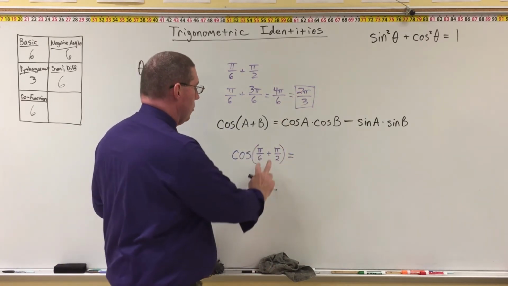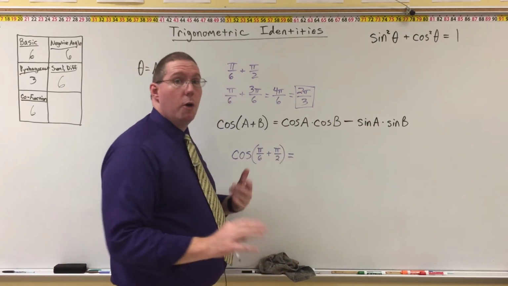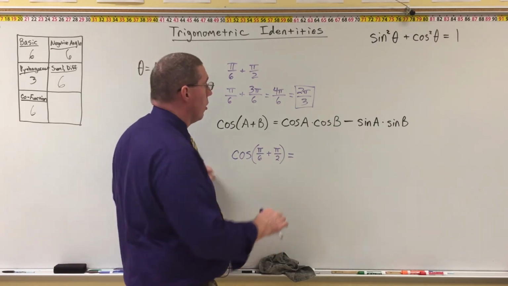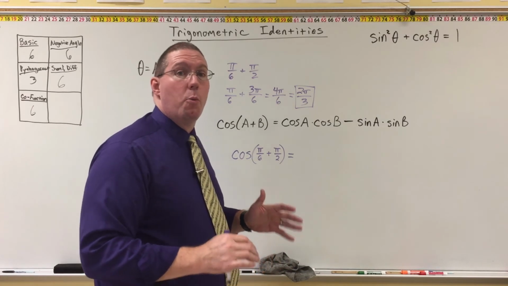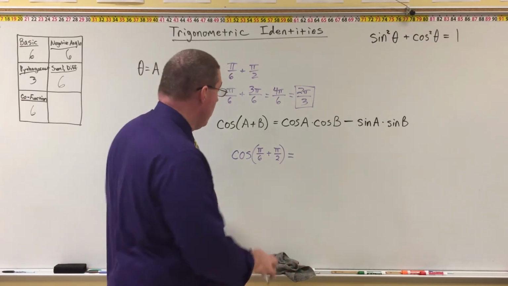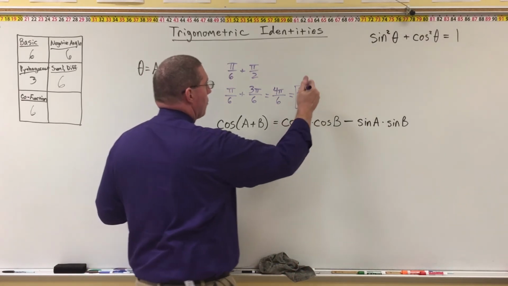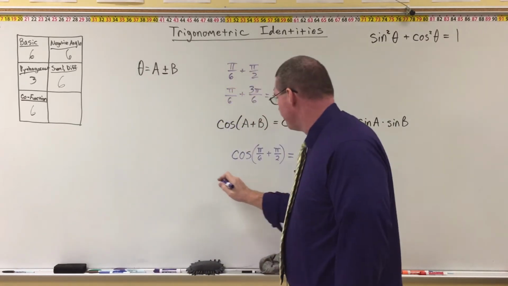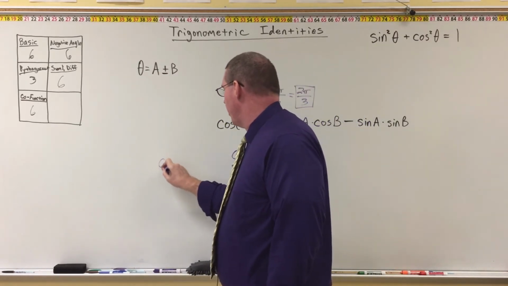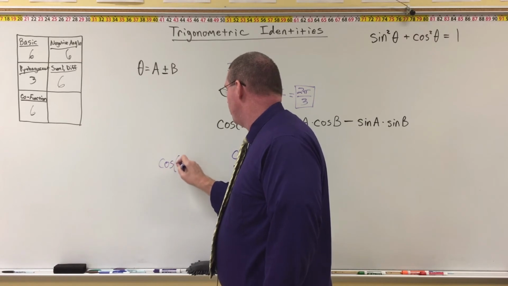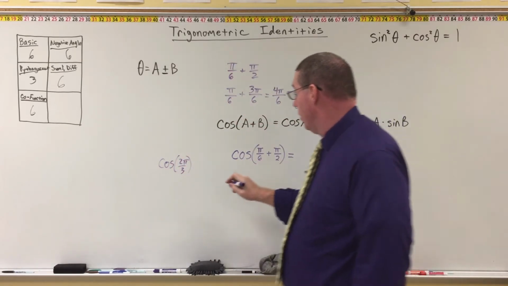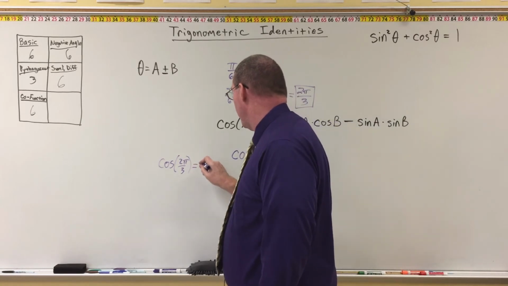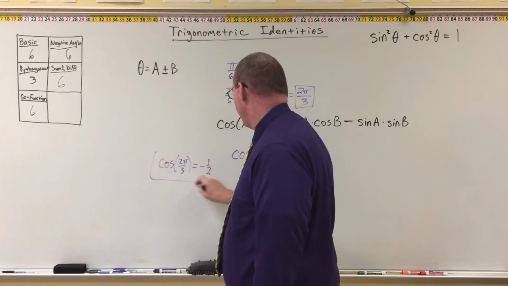You might say, well, hey, if you can do that, then why do you even need the identity? Well, we need to be sure that the identity we're dealing with here is going to equal something that we know already, okay? So we know that cosine of 2 pi over 3, which is this right here, is negative 1/2.